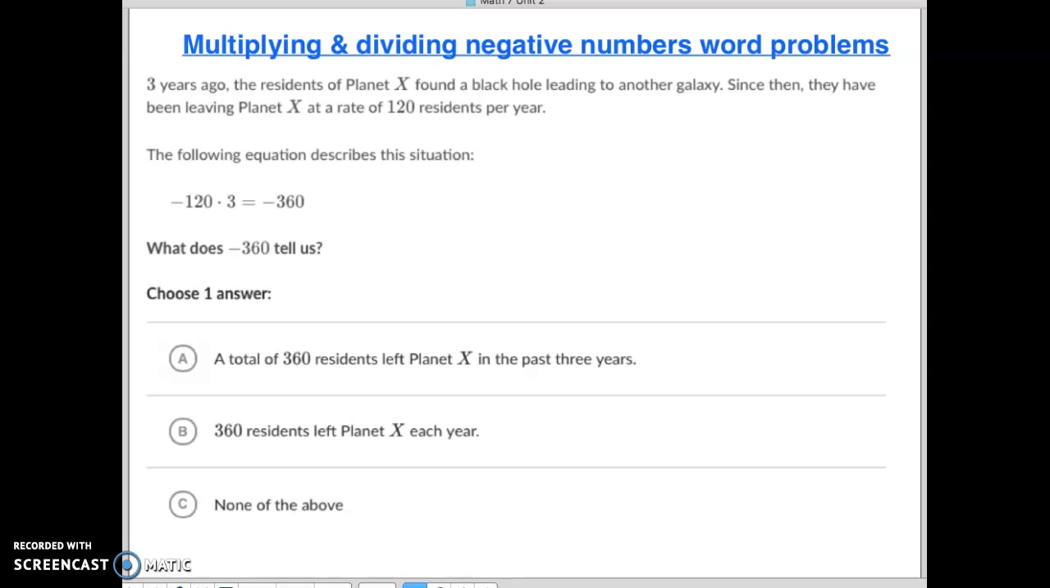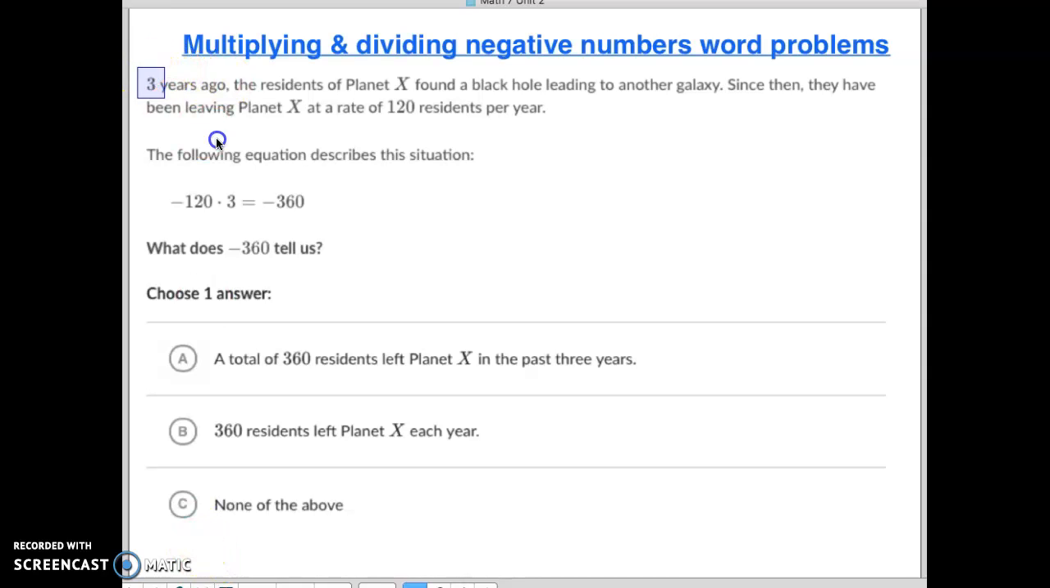Today you only have one Khan Academy. It's called Multiplying and Dividing Negative Numbers Word Problems. Here's the deal. Usually we see the word problems and we start to get a little panic. These are not tough word problems, guys. You can do this. This is something you can certainly do.